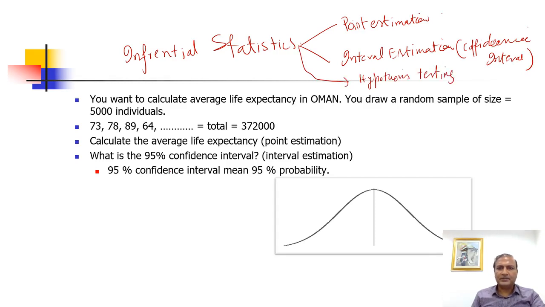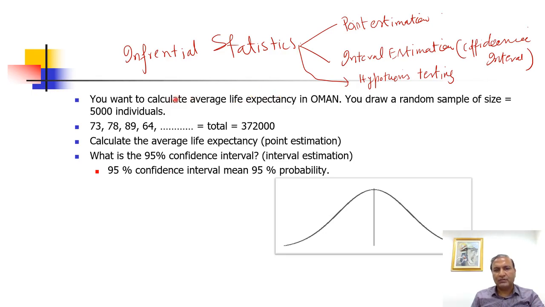Let me explain this concept with the help of this example. You want to calculate the average life expectancy in Oman. This is your research question, this is your project, and you draw a sample of size 5,000. Why do you want to draw this sample? Because studying the whole population in Oman is very difficult. There are many people. If I want to work with the population, I have to calculate the life of everybody in Oman, and then calculate the life expectancy.